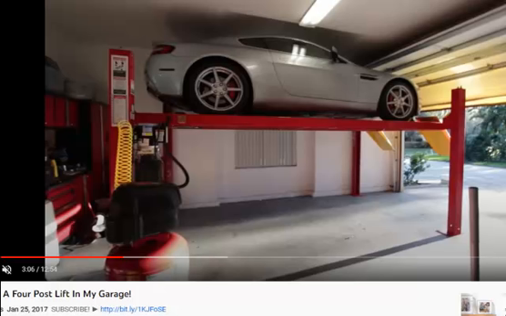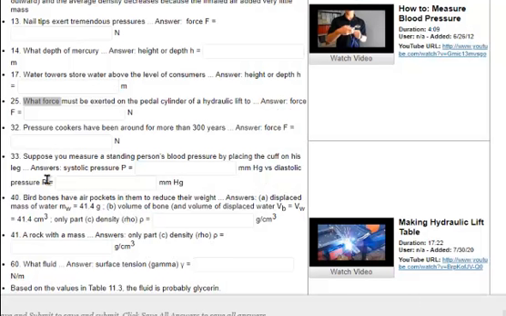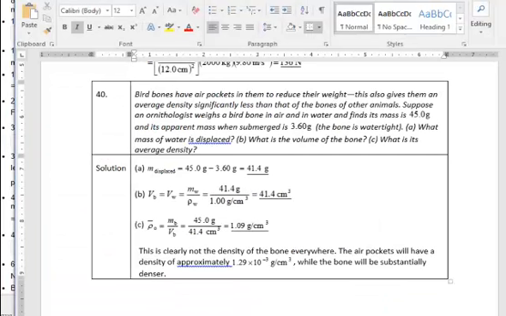All right, give myself a break before I do the next problem. So this one here, bird bones and so on. Bird bones have air pockets in them to reduce their weight. This also gives them an average density significantly less than that of the bones of other animals.